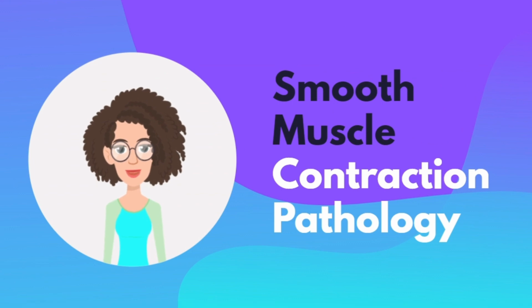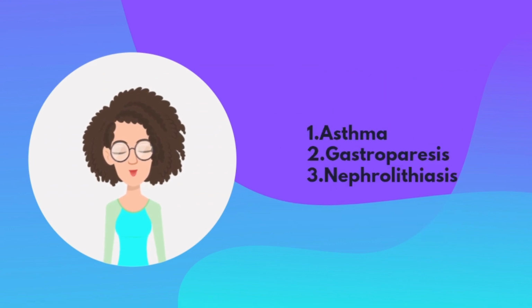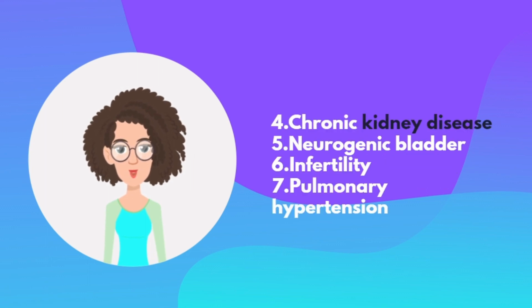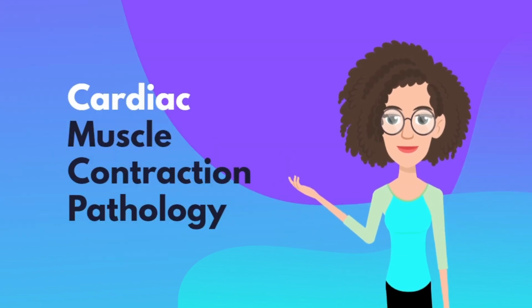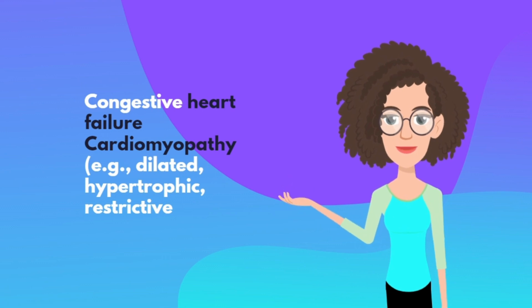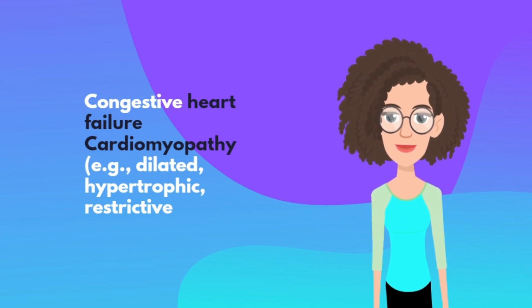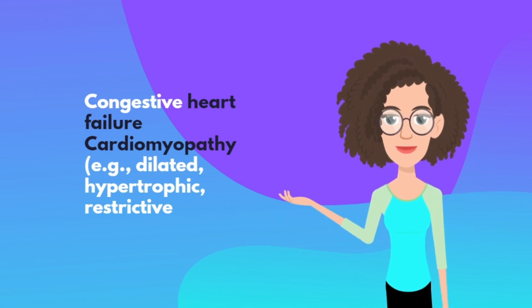Smooth muscle contraction pathology: 1. Asthma. 2. Gastroparesis. 3. Nephrolithiasis. 4. Chronic kidney disease. 5. Neurogenic bladder. 6. Infertility. 7. Pulmonary hypertension. Cardiac muscle contraction pathology: Congestive heart failure. Cardiomyopathy, for example, dilated, hypertrophic, restrictive.